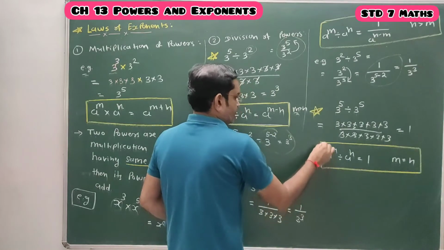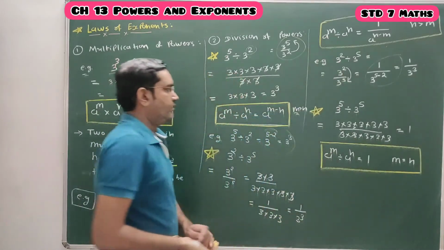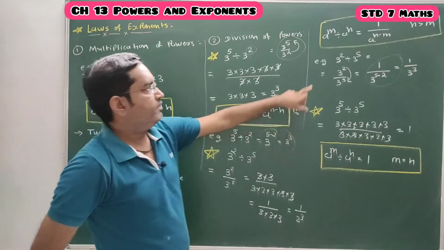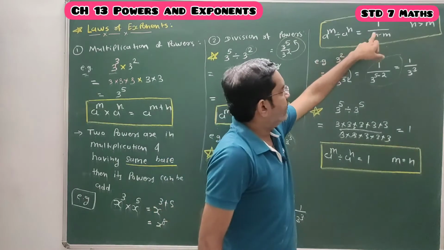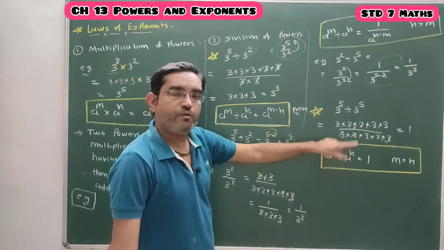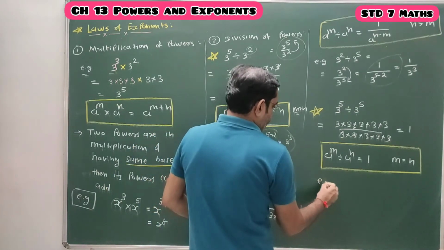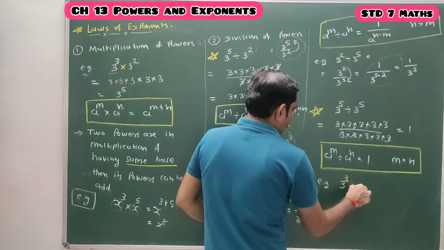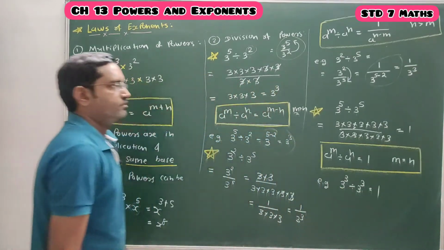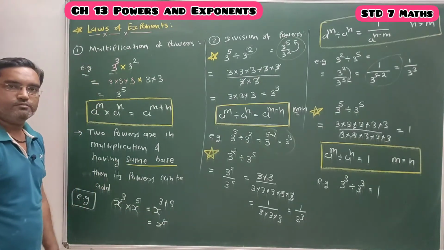So for the second formula we have three forms. For division of powers we have three forms. A raised to m divided by a raised to n gives a raised to m minus n when m is greater than n. A raised to m divided by a raised to n gives 1 upon a raised to n minus m when n is greater than m. And a raised to m divided by a raised to n gives 1 when both powers are equal. Done. For example, if we have 3 cube divided by 3 cube, here the bases are equal and the powers are equal, so that is equal to 1. So these are the two laws of exponents. Pause the video and note it down.